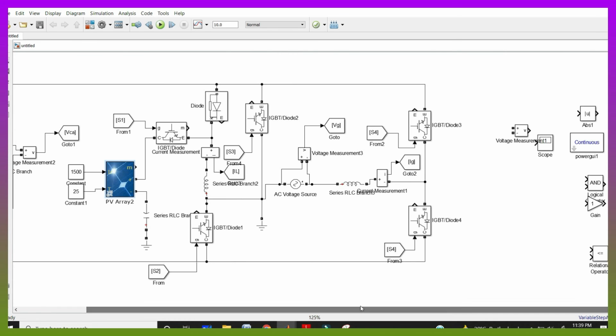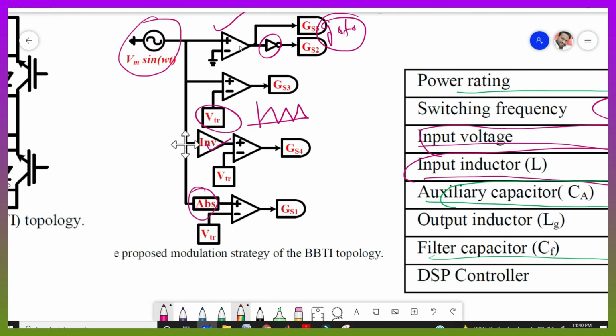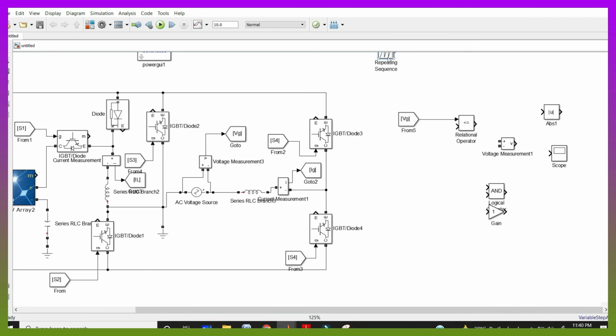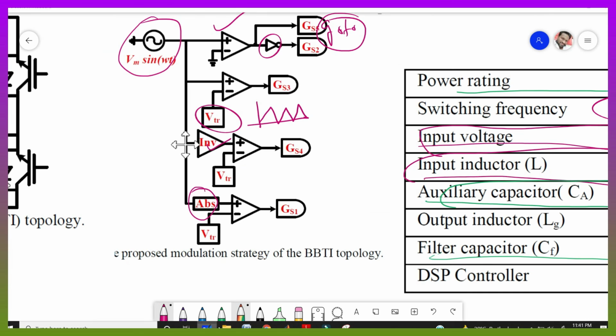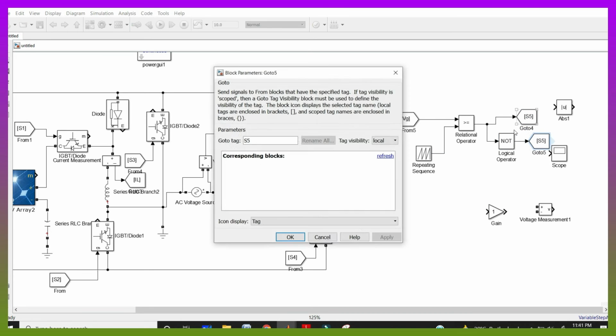Now coming to the switching pulses part. Take the From block and name it as VG, and we can give this VG to a comparator, nothing but the relational operator, the greater than and less than conditions. Here we have the repeating sequence, give it to this one. After generation of these pulses you can give them to the switches. So take the Goto block and give it to switch S5, and take the NOT gate here and give it to switch S2, because these two are opposite.